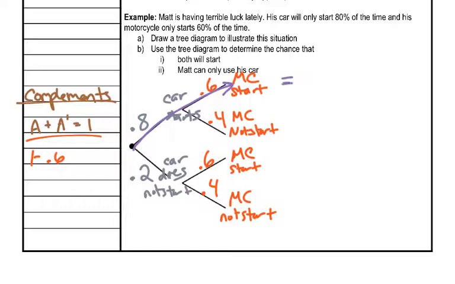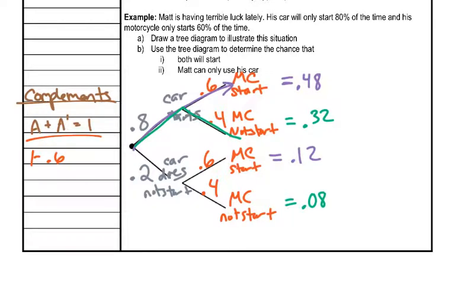So the probability of his car starting and his motorcycle starting is going to be 0.8 times 0.6, which is 0.48. So we could just throw that in our calculator. And then the probability of the car starting and the motorcycle not starting, I'm going to multiply along these branches. So 0.8 times 0.4 is going to give me 0.32. We're going to keep going following these branches. 0.2 times 0.6 would give us 0.12. And then lastly, multiplying down these branches, we're going to have 0.2 times 0.4 is 0.08.